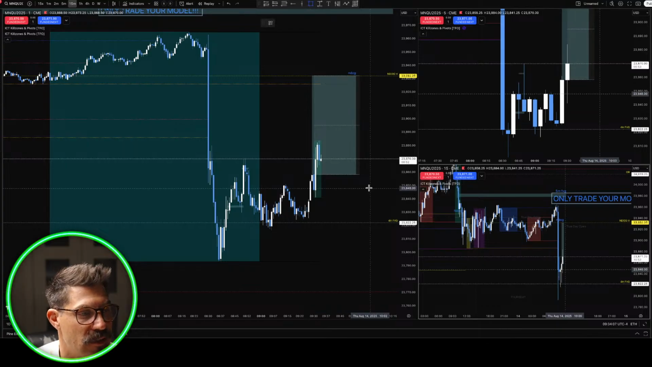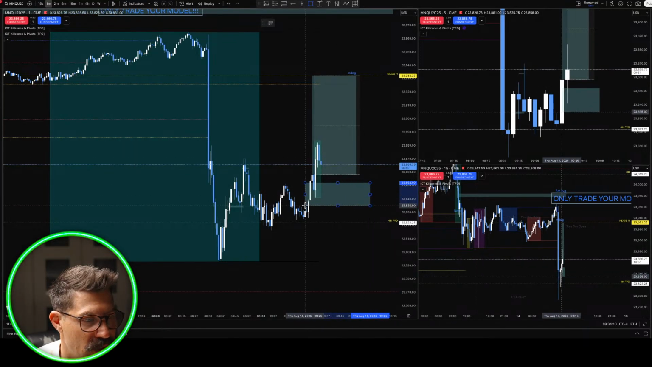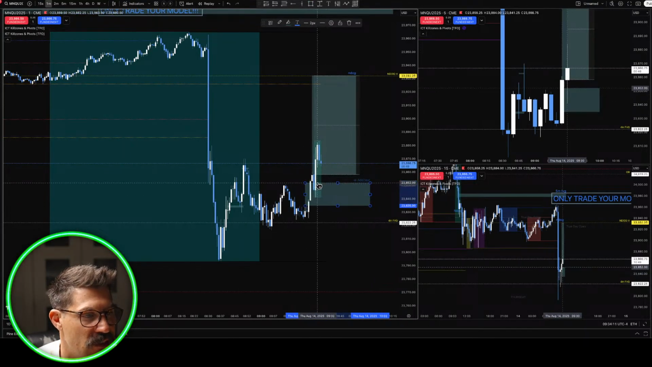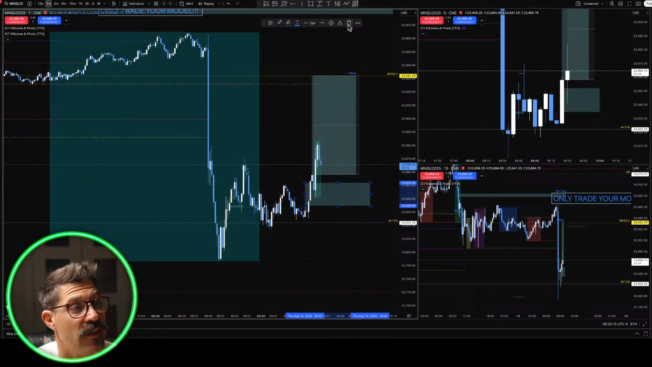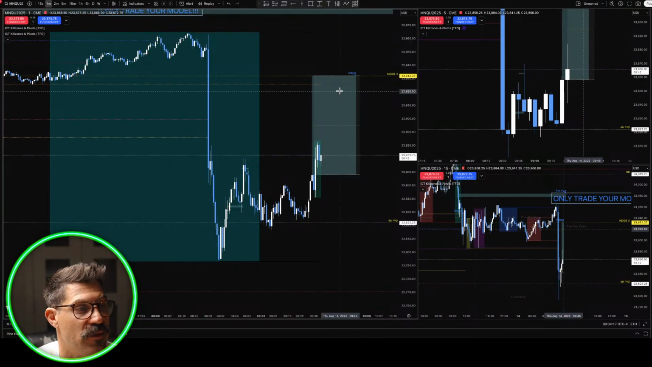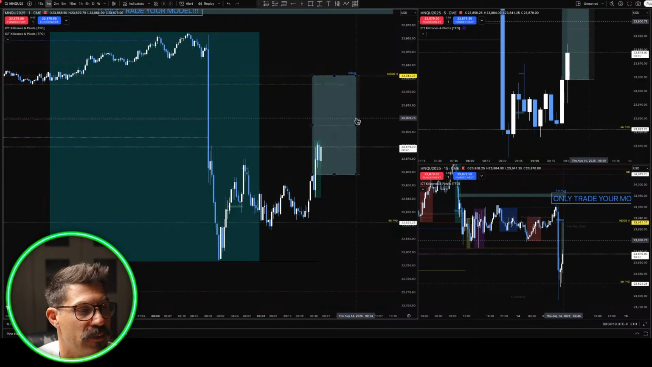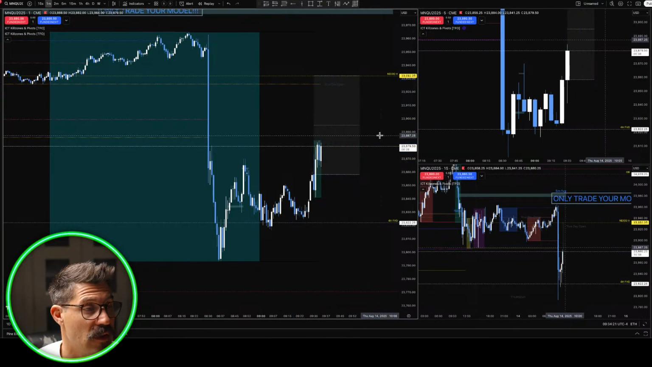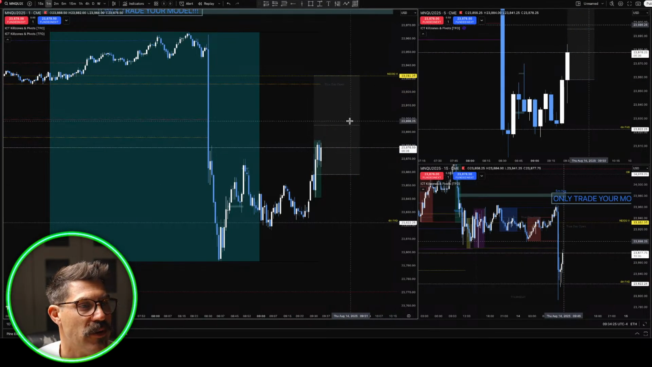So, it's not my model, but there is this FEG here that we tapped into on the open and we're going higher. So, and we do have the new day opening gap. There's the new day opening gap.